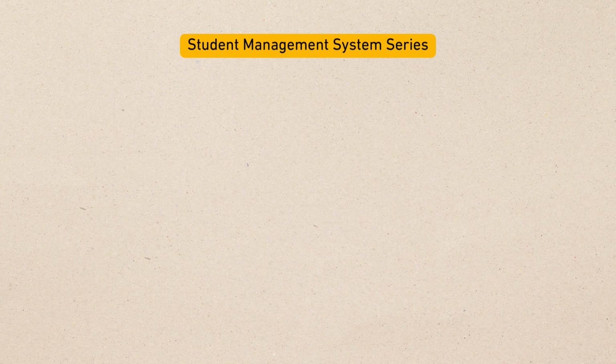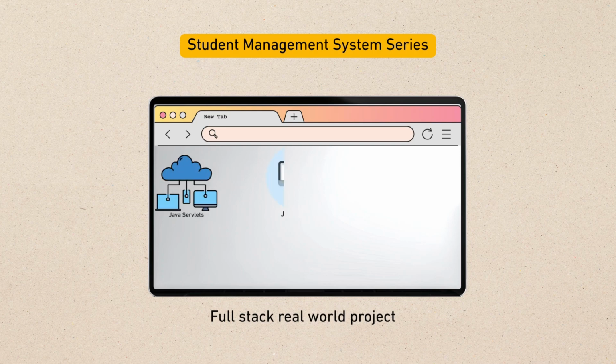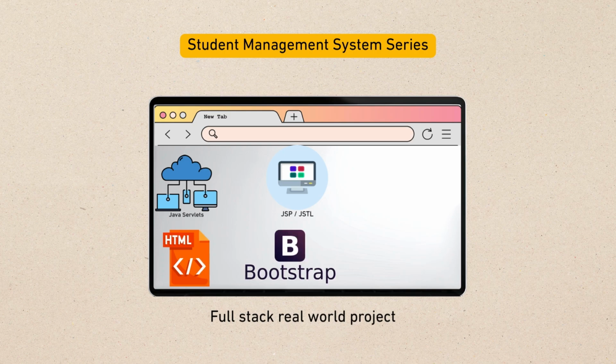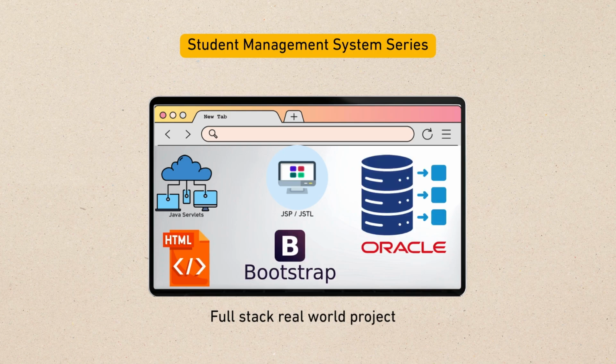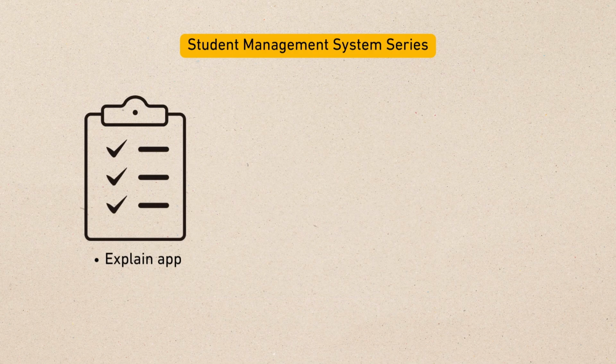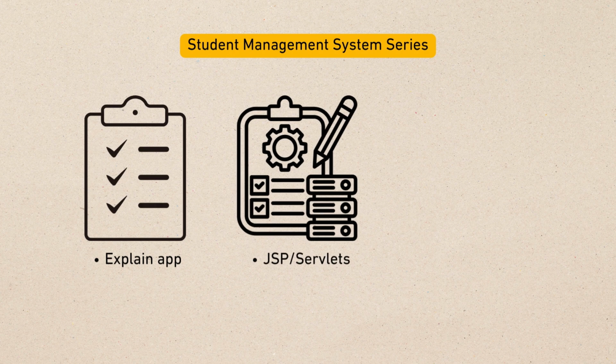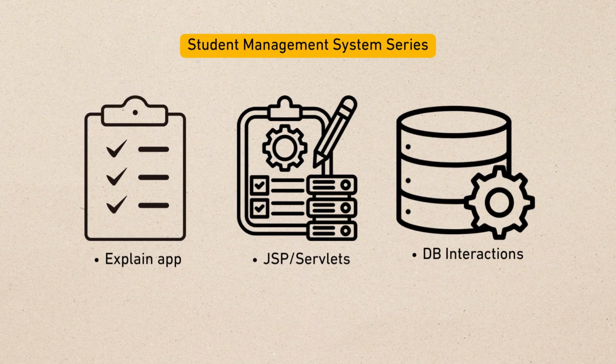In this series, we are going to build a complete real world full stack web application from scratch. For this project, we will use technologies like Java Servlets, JSP with JSTL, HTML and Bootstrap. And for the database, we will use Oracle database. In this series, I will explain each and every part of the application, including all the JSP pages, servlets, database interaction, and the complete flow of the project from start to finish.